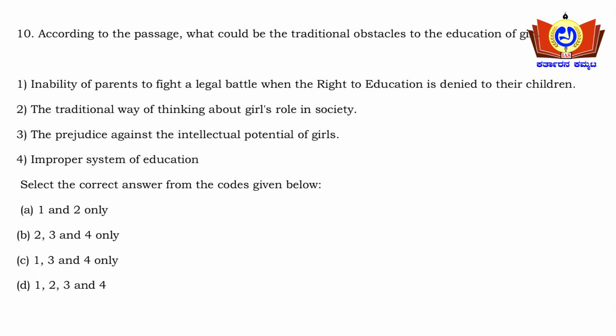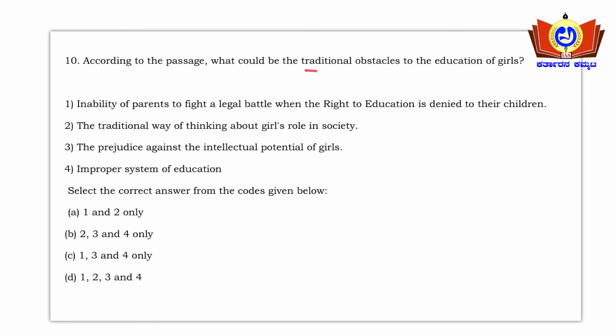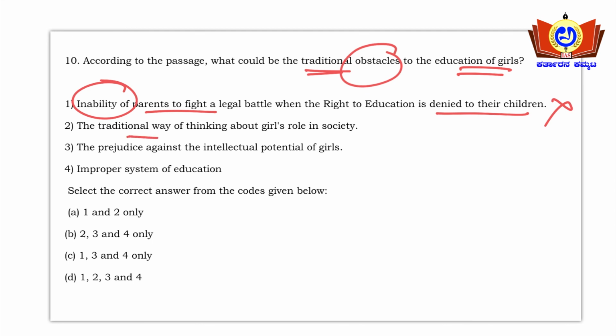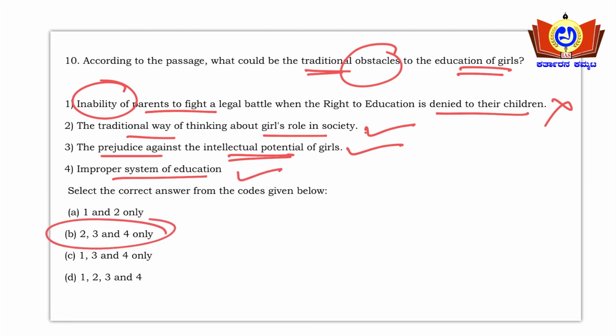According to the passage, what could be the traditional obstacles to the education of girls here? Inability of parents to fight a legal battle when right to education is denied to their children. No, this is wrong. Inability is wrong here. The traditional way of thinking about the girls' roles in society. Yes, this is right here. The prejudice against the intellectual potential of girls. This is also right here. Improper system of education. So this is also right here. So 2, 3, 4. Option B is the right answer here.